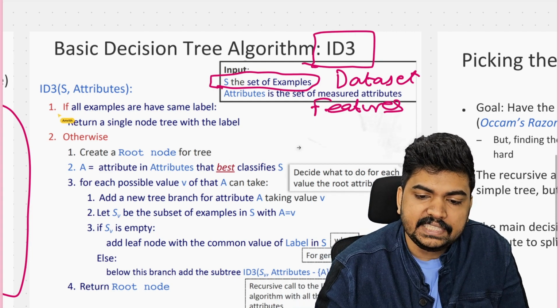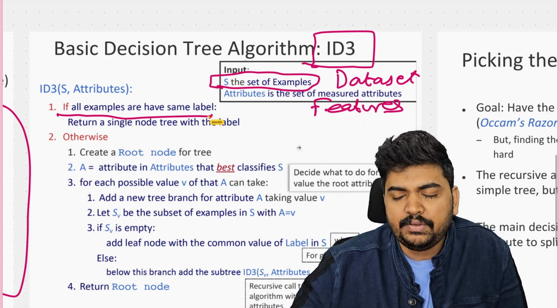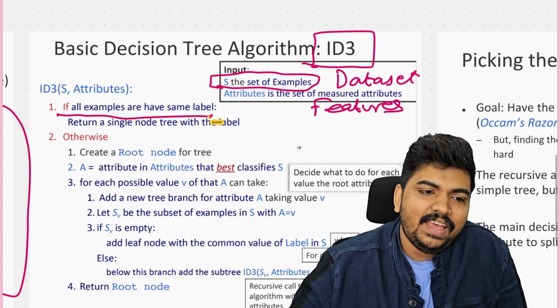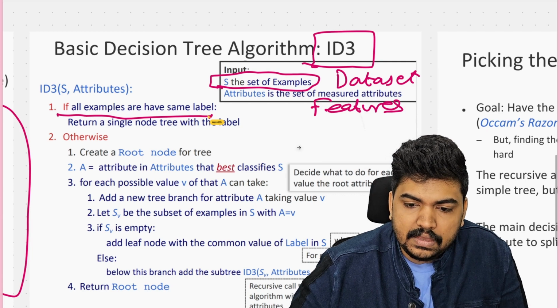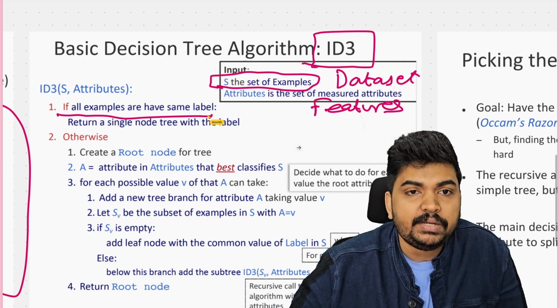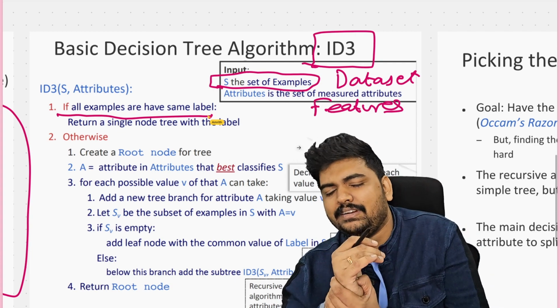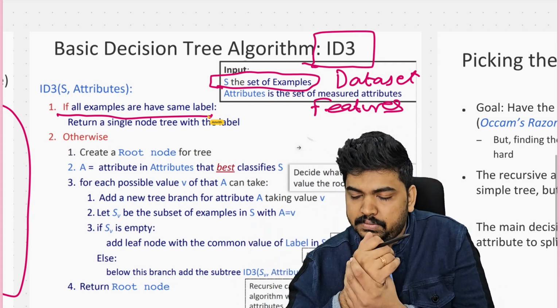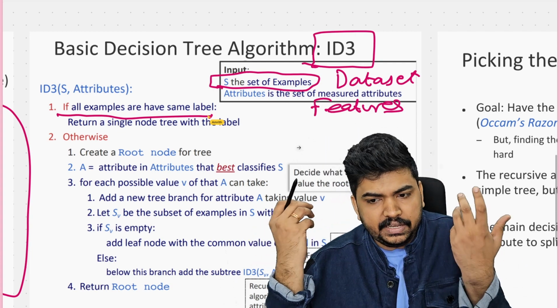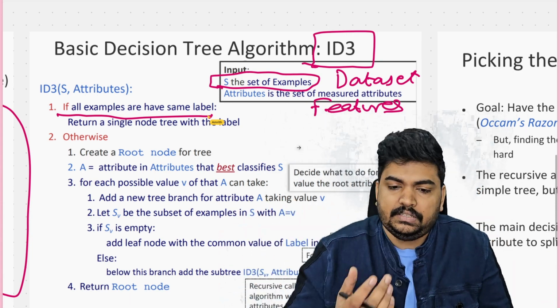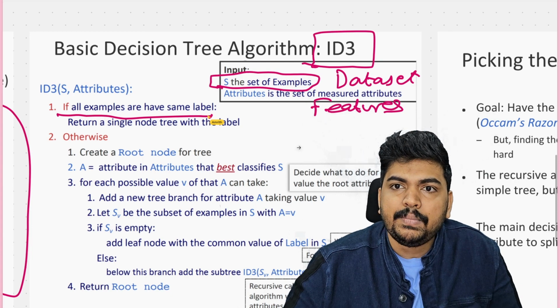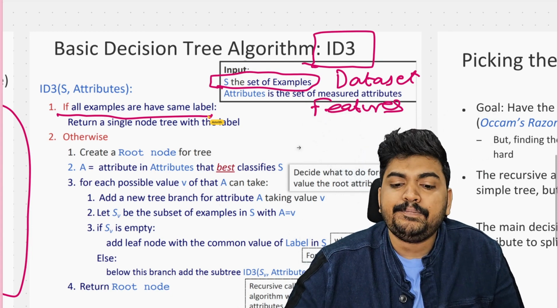If all the examples have the same label, let us assume there is a data set, and every example in the data set has the same label. Now it may mean that the data set is not a well represented data set. That is one possibility, or possibly the data set is well represented and in reality we only have one label. These are the two possibilities, but that distinction is not important here.